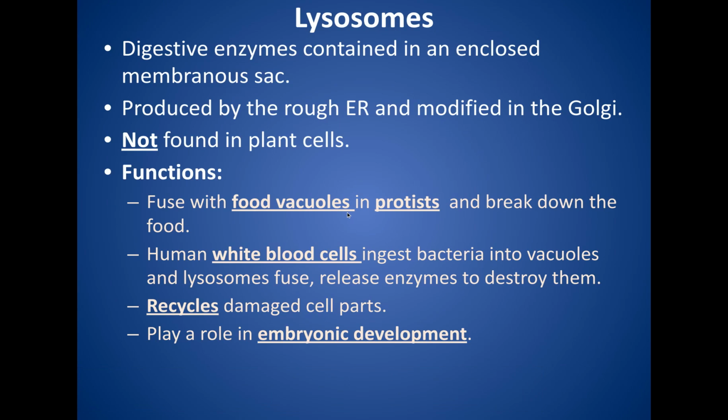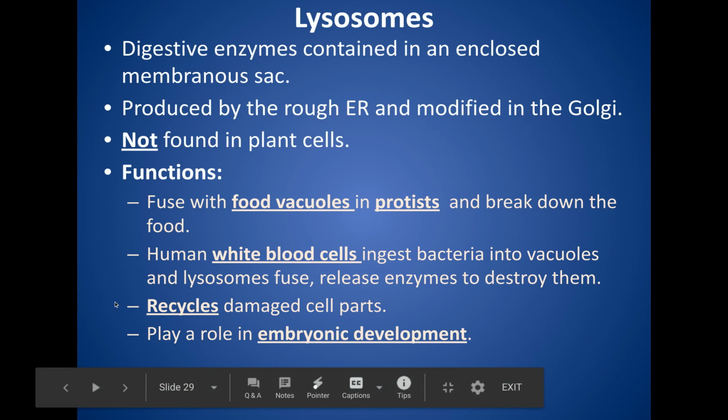They can help break down food vacuoles and protists. We'll take a look at a picture of that. They work inside of our white blood cells to break down bacteria and other disease-causing particles such as coronaviruses that our cells would come in contact with. So that's a very important function. They help to recycle damaged parts within cells, and they also play a pretty important role in embryonic development.